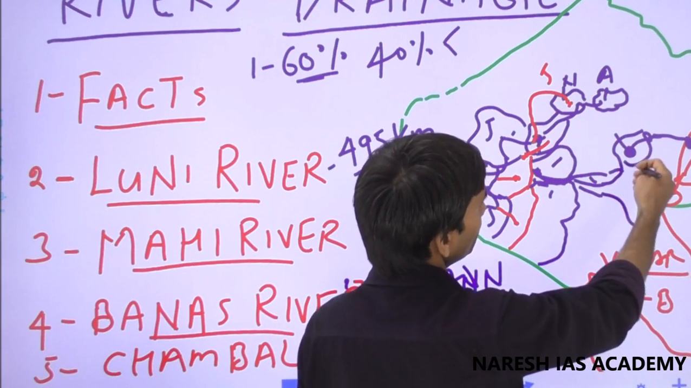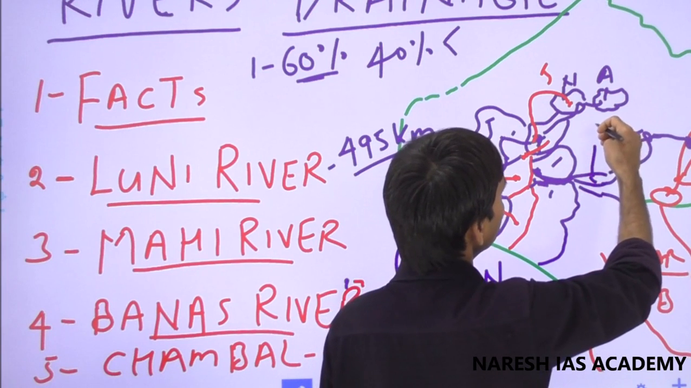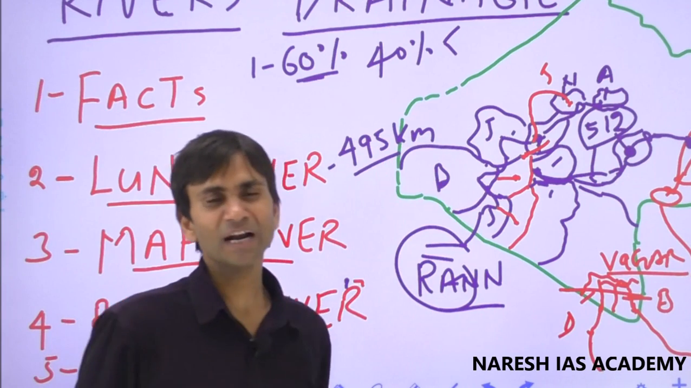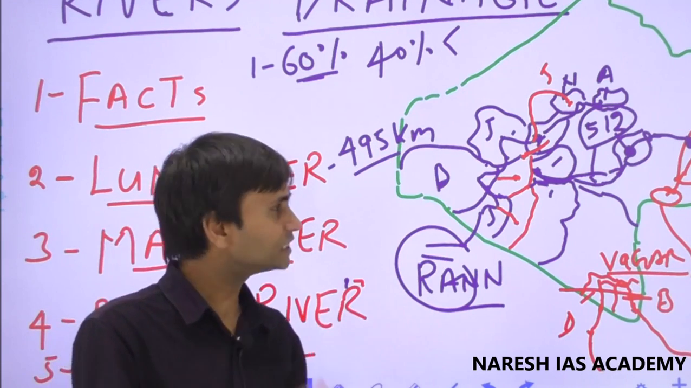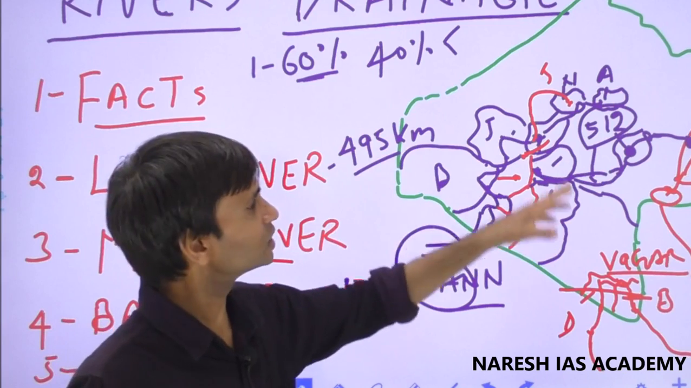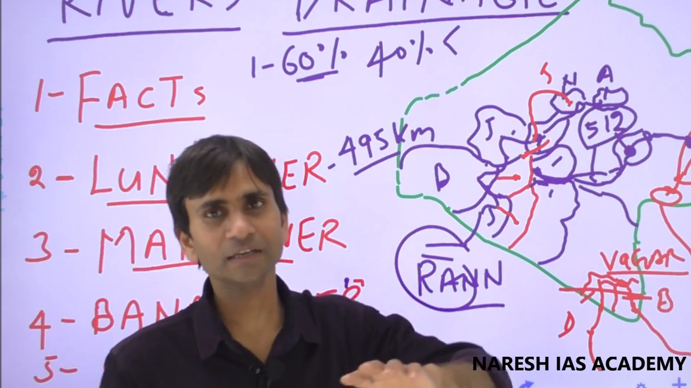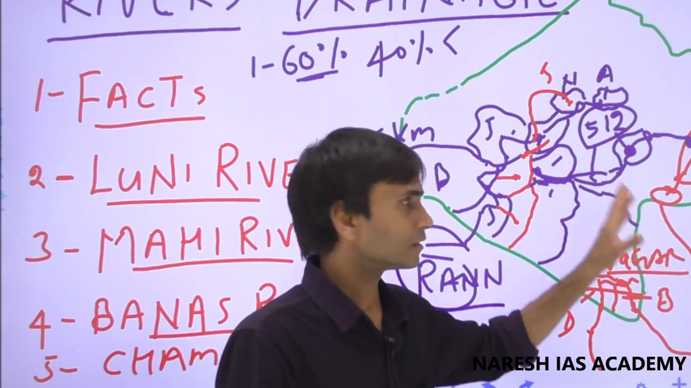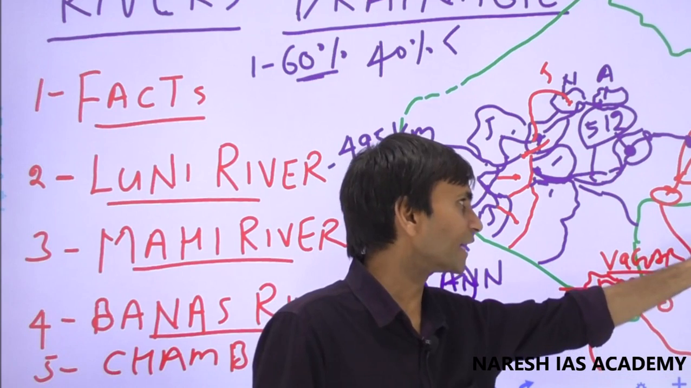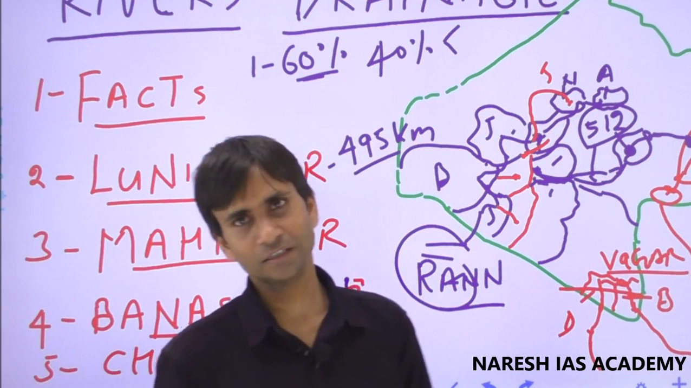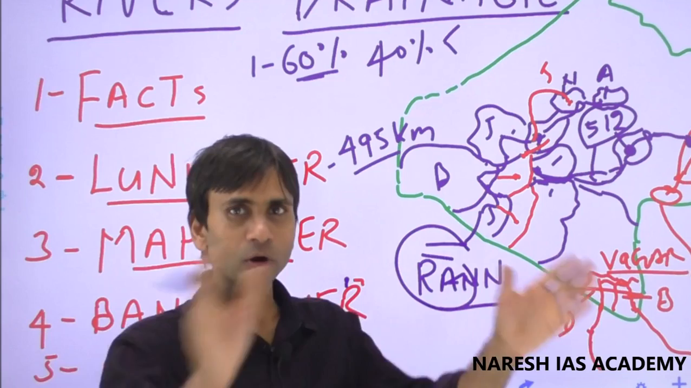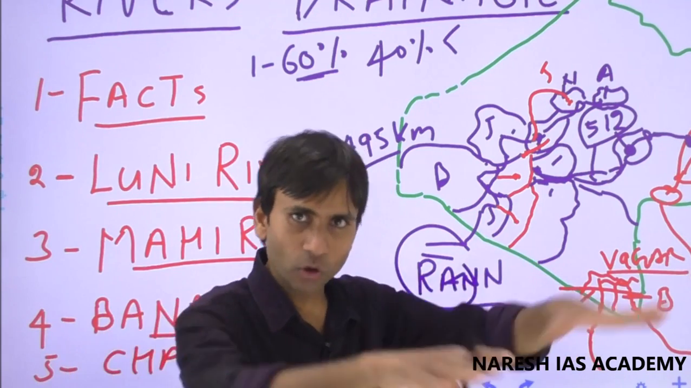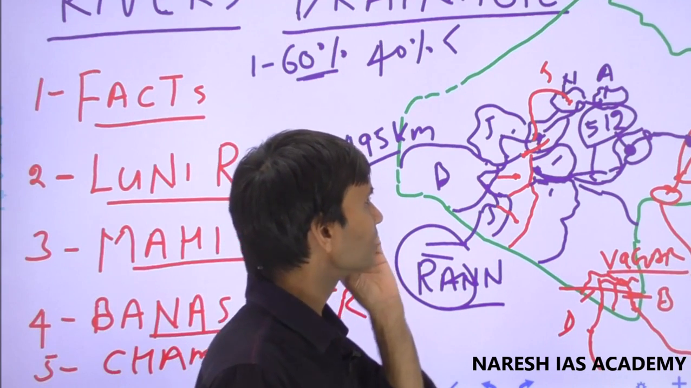The total length of the Banas river is about 512 kilometers, and you can see that the Banas river originates completely within Rajasthan and ends in Rajasthan. So the Banas river is the longest river of Rajasthan, but the Chambal river has a length of only 322 km in Rajasthan. So you have to take a decision according to the language of the question. The Banas river flows completely within the boundary of Rajasthan.